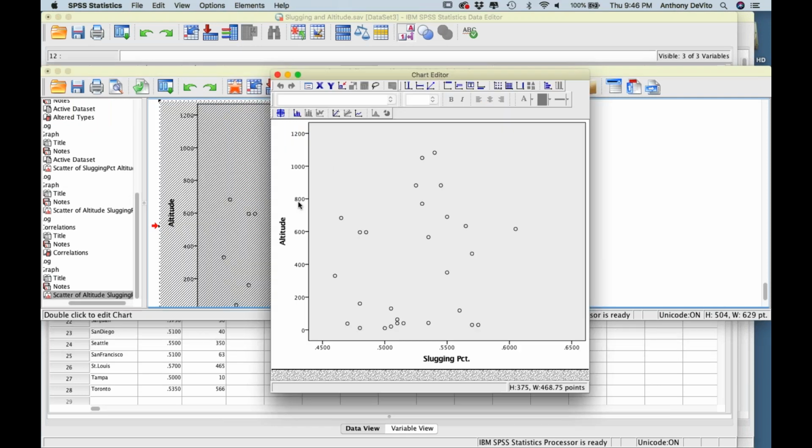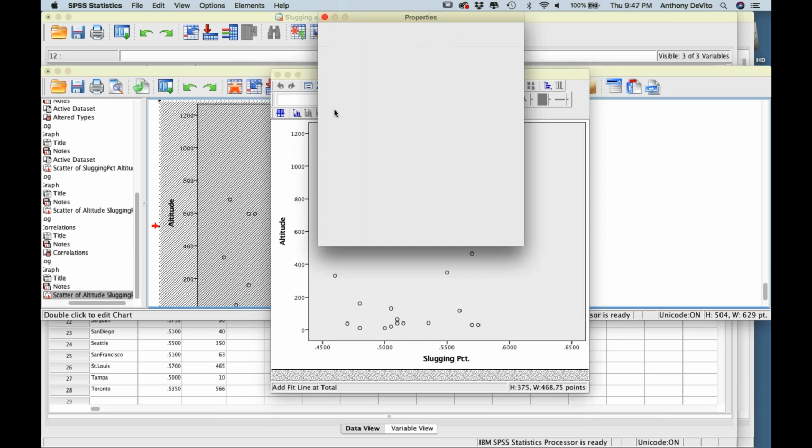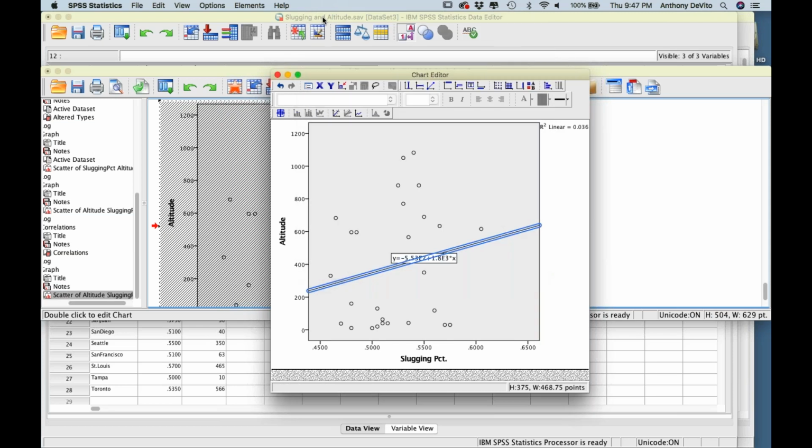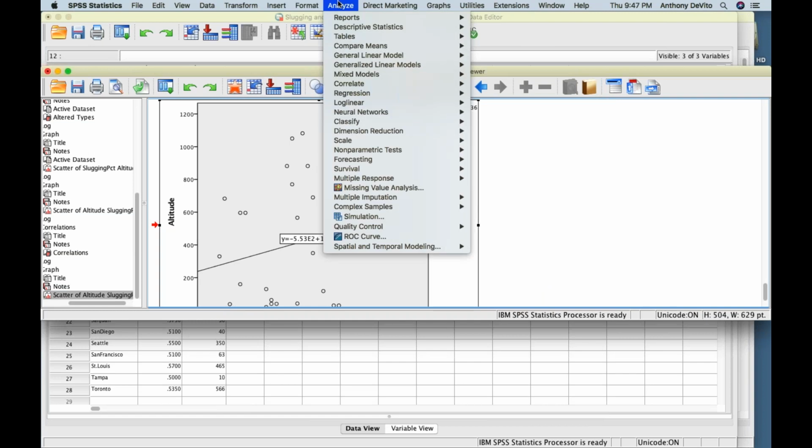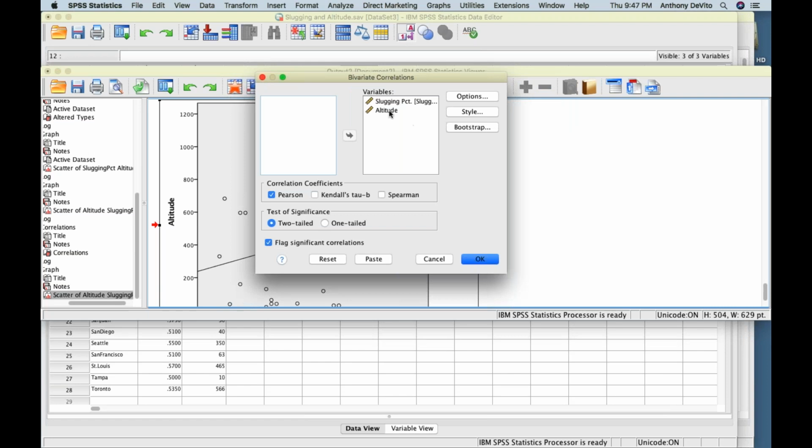Let's see if we get a correlation here. Okay, and I'll get my best fit line. And, well, it looks like there might be an association, right? But let's see how strong an association there is. Let's calculate that R value now. So I'm going to analyze, correlate, bivariate. And now I'm going to do the same correlation, but without Denver included.